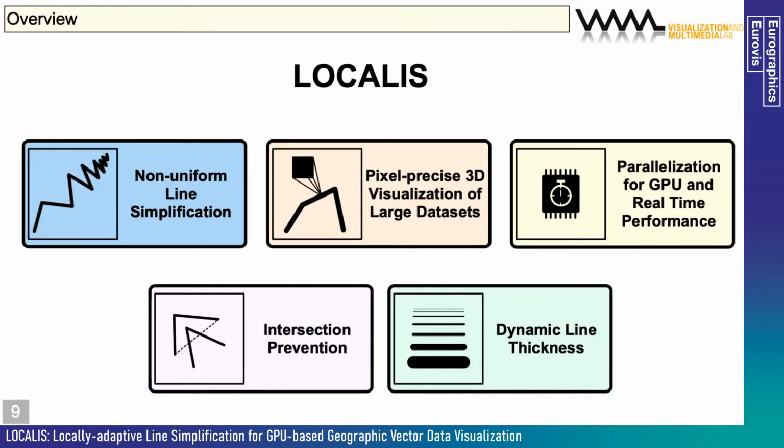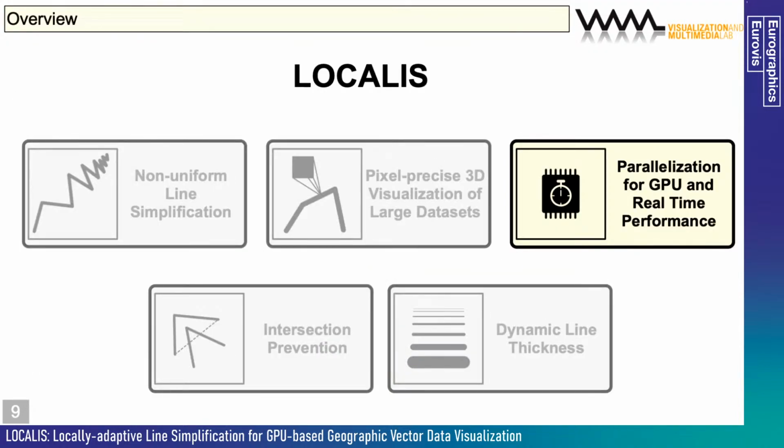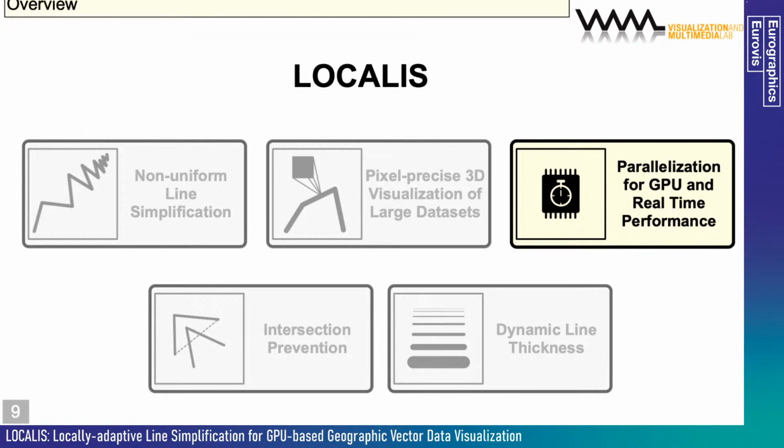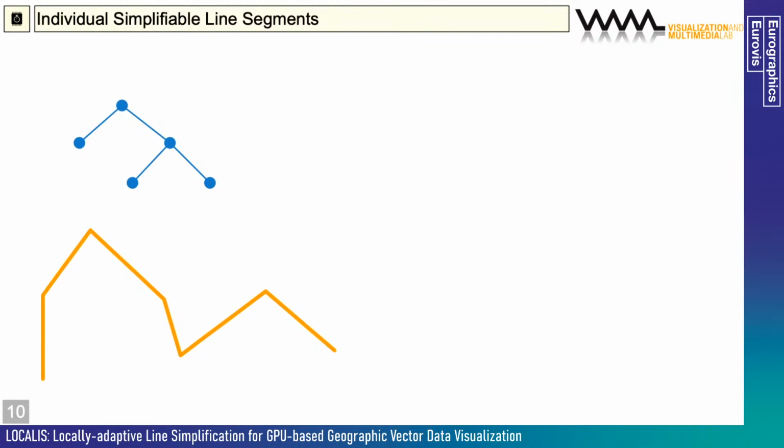Now I explain how we parallelized our algorithm to run efficiently on the GPU. Direct access to the vector data on GPU is a benefit. However, it is not possible to traverse trees redundantly for each pixel in real time. In order to make simplification possible in real time, we first create a set of all possible line segments that can emerge during the refinement process.